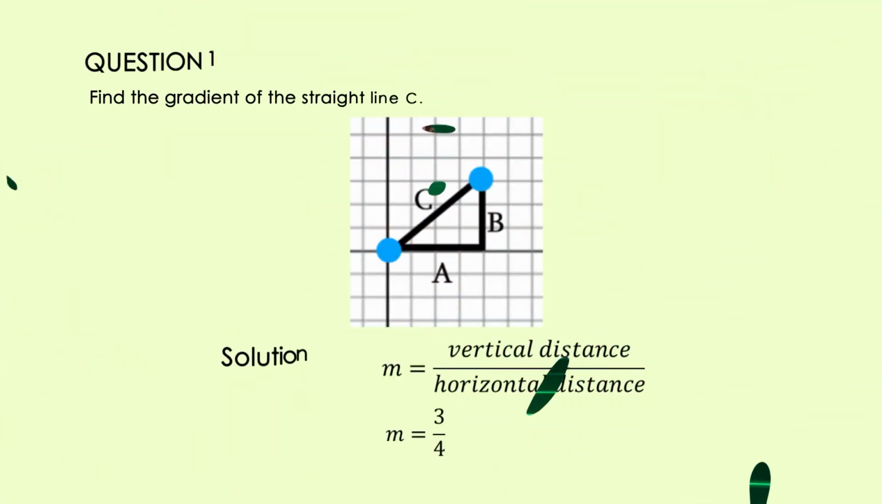Now, let's try some simple questions for your better understanding. Question 1. Find the gradient of the straight line C. How are we going to find the solution? From the diagram, we can find the vertical distance of the line, which is 3 units, and the horizontal distance would be 4 units. Using the formula of ratio, m equals 3 over 4. That's the gradient of line C. Simple, isn't it?